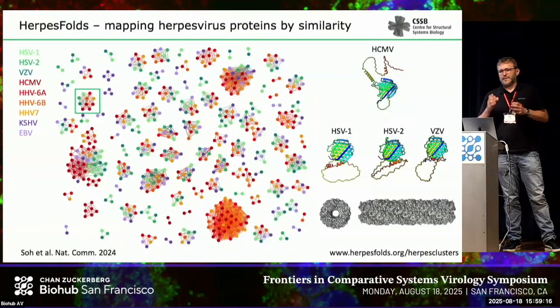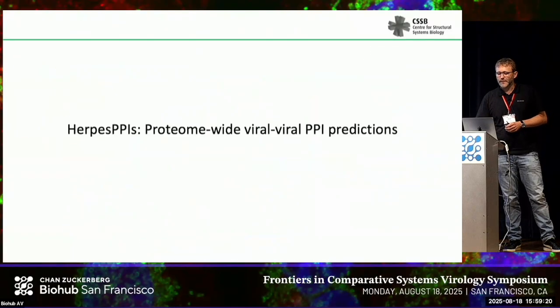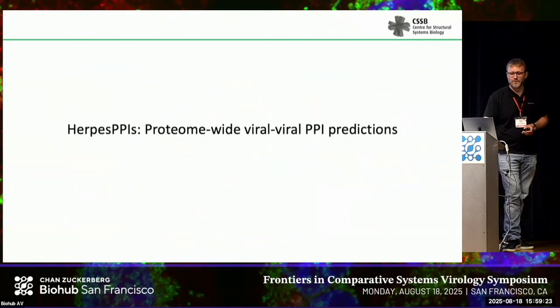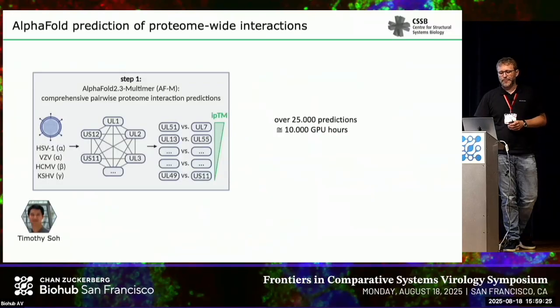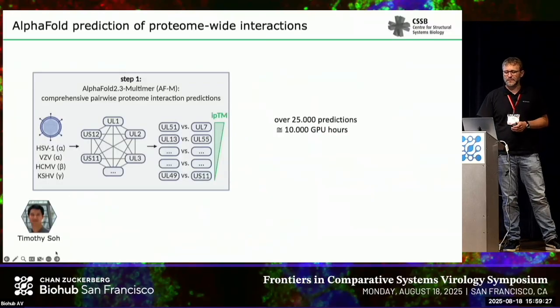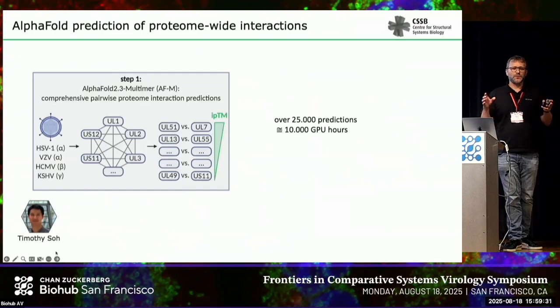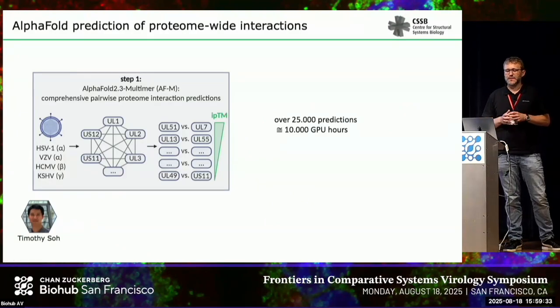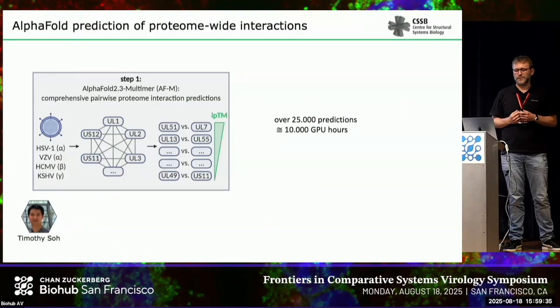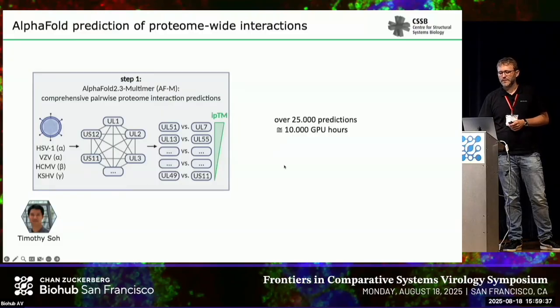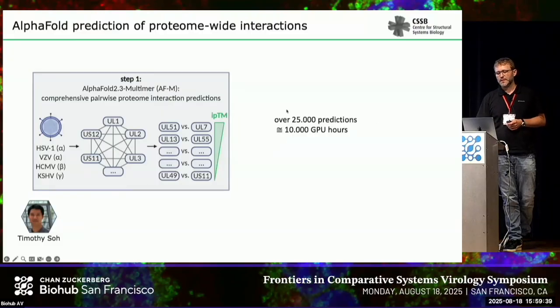But as I said, most of the time you need an interface, right? And that was the second step, and this is called herpes PPI. So what we did here is, and this is now really work that mostly Tim did in the lab, he's a very talented postdoc. He took basically the proteomes of the human herpes viruses and predicted every protein against each other protein. So that's about 25,000 predictions for 4 different viruses, or 10,000 GPU hours.